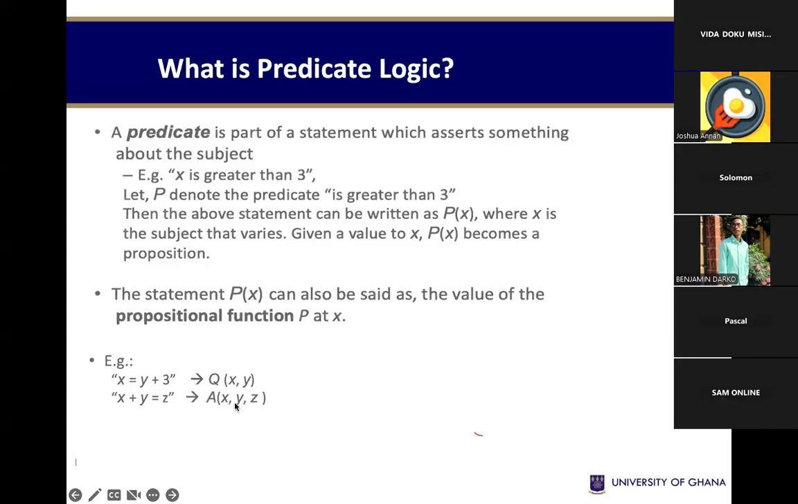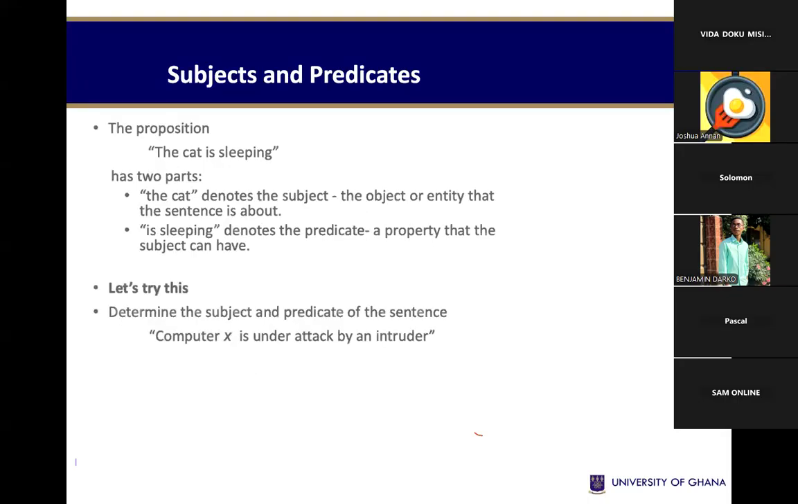The same applies to A of X, Y, Z. If I know the values of X, Y, and Z, probably X is 1, Y is 1, Z is also 1, then I'm going to have the left hand side giving me 2, the right hand side giving me 1. Hence, the propositional function A of X, Y, Z is a false statement. That's it, because the values of X and Y are known. Notwithstanding, we can also have X to be 0, Y is 1, Z is 1. That should be a true statement, okay? So that's the main key thing about predicate logic.